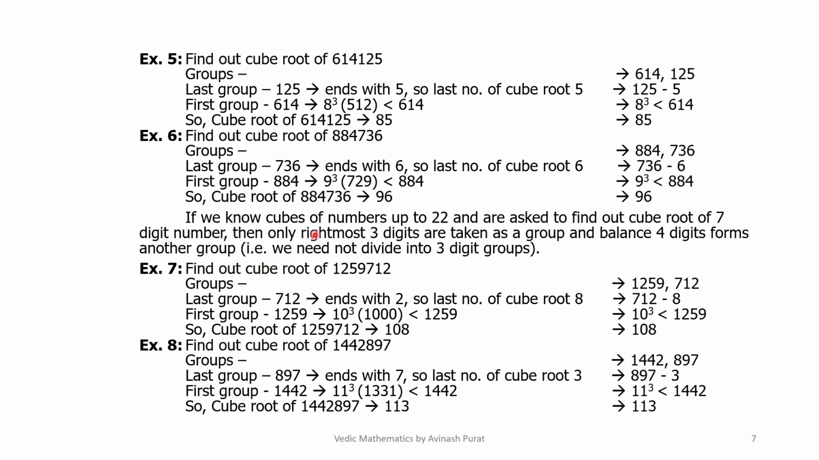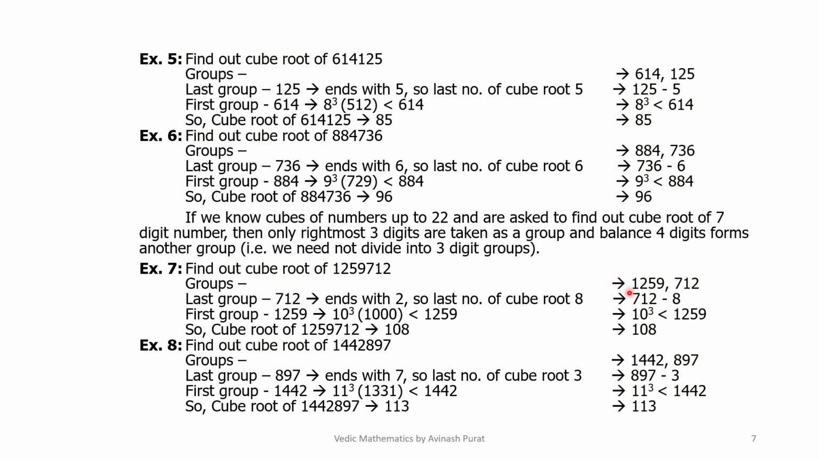If we know cubes of numbers up to 22 and are asked to find the cube root of a 7-digit number, then only the rightmost 3 digits are taken as a group and the balance 4 digits form another group. We need not divide it into 3-digit groups. So, example 7: find the cube root of 1259712.